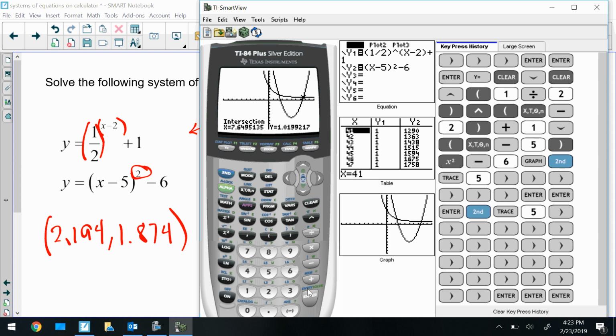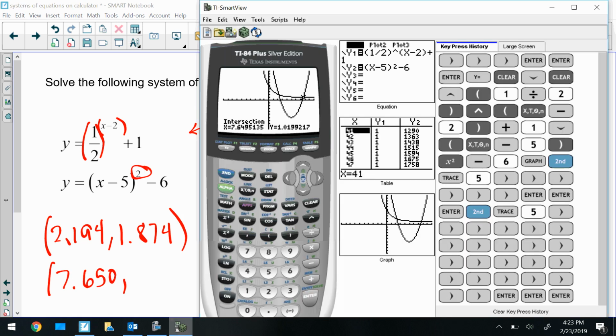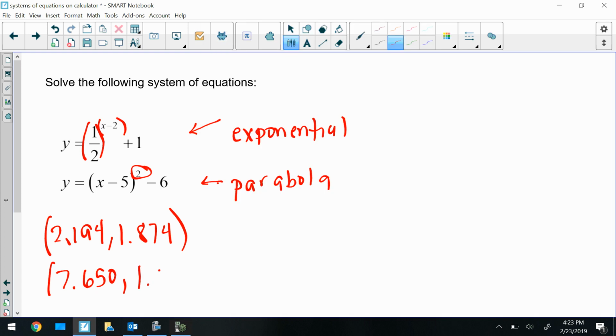A lot of times, guys, because you're intersecting an exponential with a parabola, or an exponential and a linear, they're not going to be nice numbers most of the time. So I have 7.65, because the 5 is going to round the 9 up, so we're going to have 7.650, and 1.02. So that is how you're going to do this.